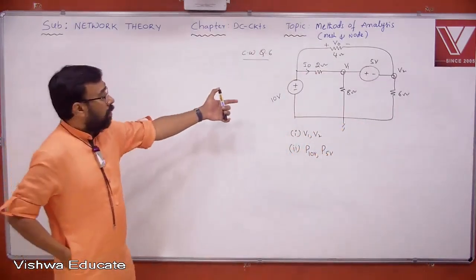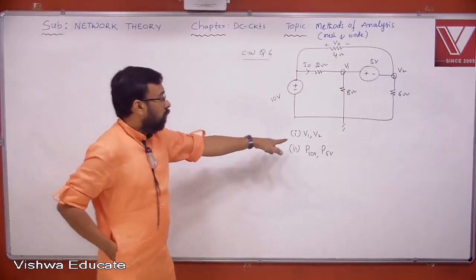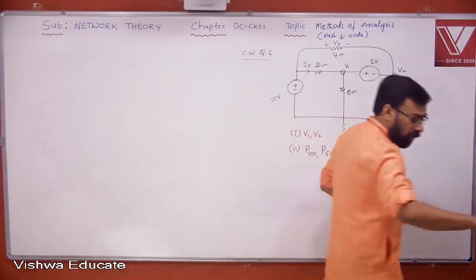Last session I stopped the problem here, okay. I think you have noted down already. Let's solve this problem to find V1, V2 and power of each source, okay. Now look at this problem.